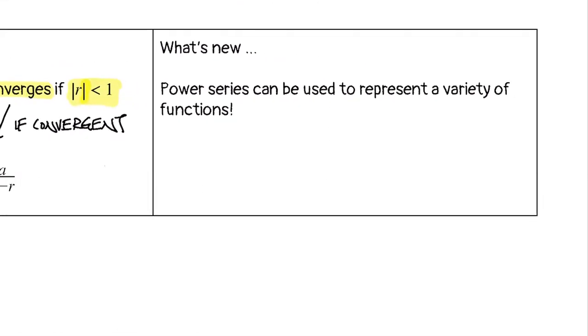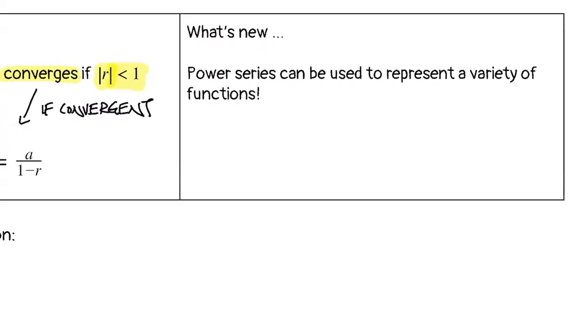Now, what's new? Power series can actually be used to represent a whole bunch of functions, okay? We talked about it yesterday, how power series are how your calculator finds values for e to a power or natural log. It can also be used to approximate a lot of different values. For example, it could be used to approximate values of a quadratic or a polynomial of any degree, really. So cubic, fourth degree, fifth degree, we can use it to approximate a bunch of different values.